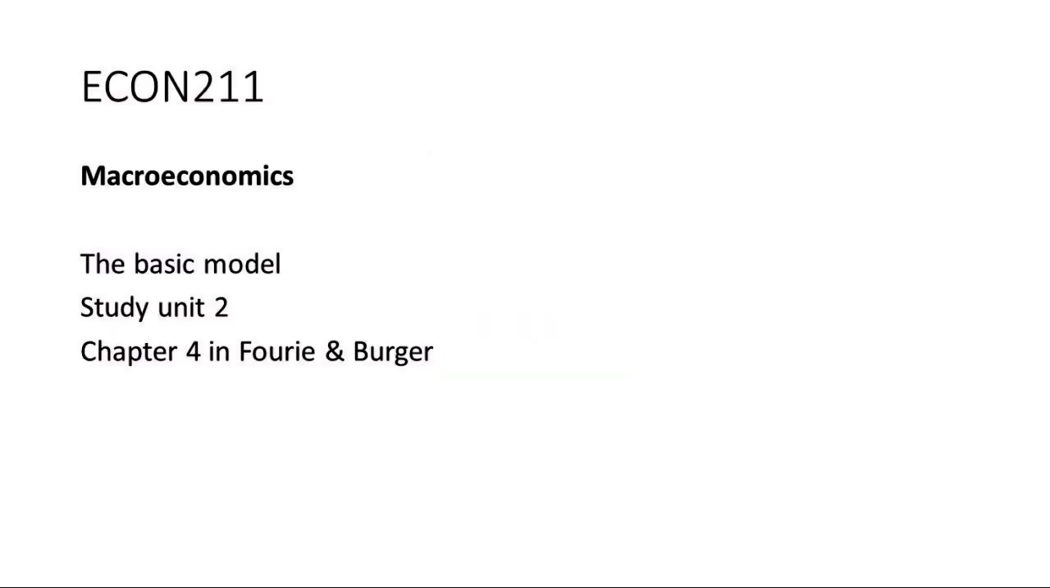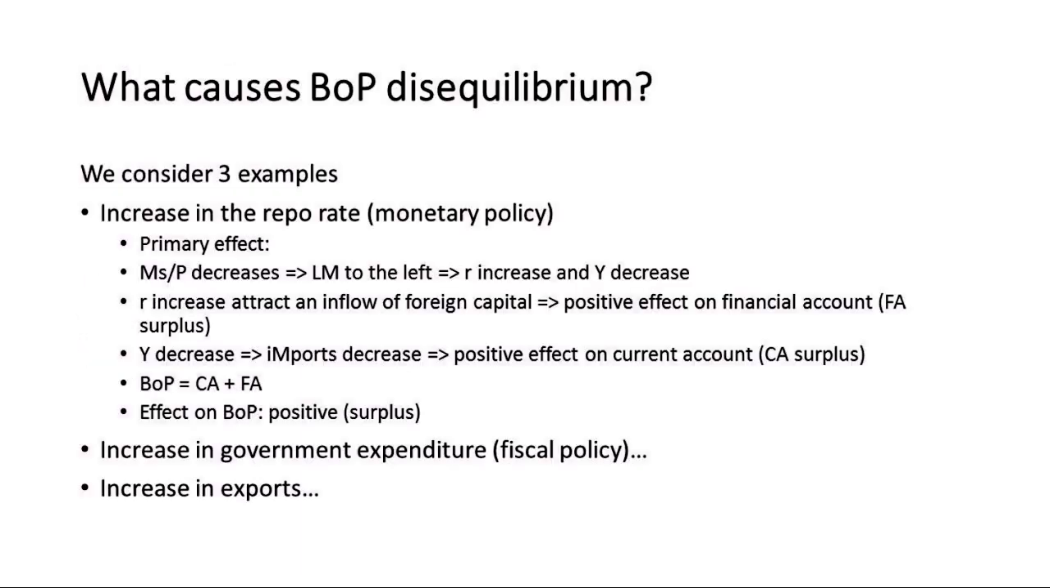We are busy with study unit 2 and it is chapter 4 in Fourie and Burger. We are adding the foreign sector to our basic model of the economy. Now, in the previous video, we talked about the balance of payments. Now we need to consider 3 possible cases of balance of payments disequilibrium. We'll briefly talk about what happens when there's an increase in the repo rate, when there's an increase in government spending, or an increase in exports.